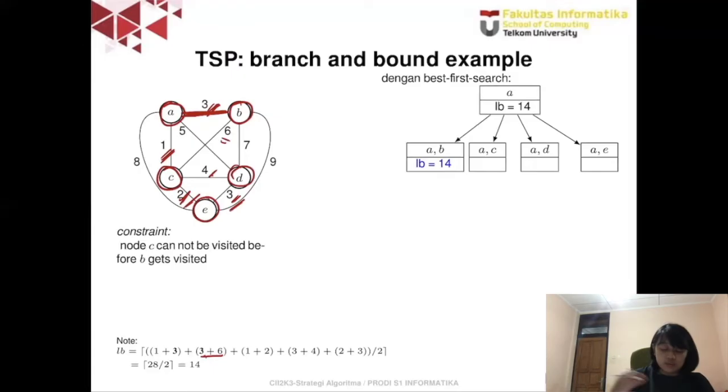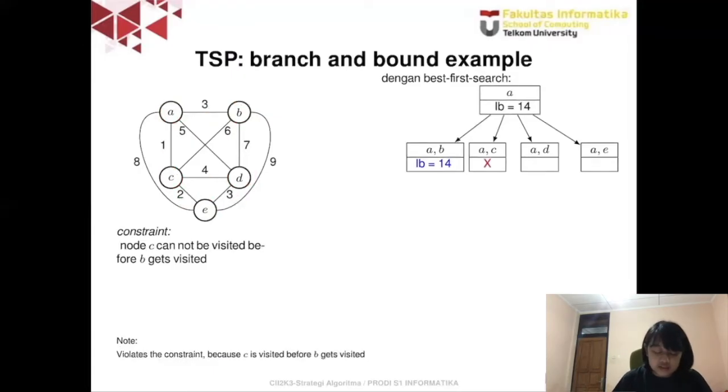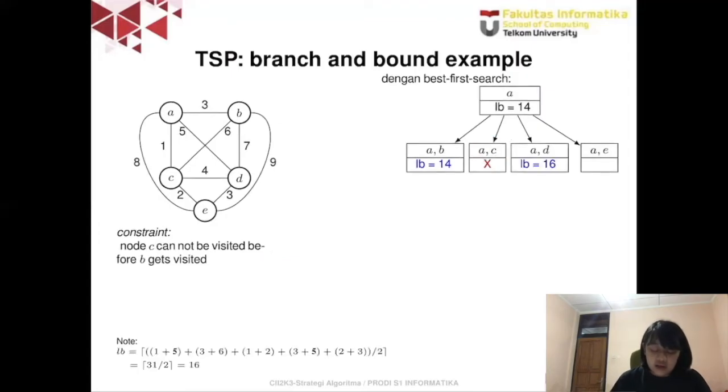For AC, we don't need to compute the lower bound because here it violates the constraint where C cannot be visited before B gets visited. Here we haven't visited B yet, but we visit C, so it violates the constraint. Next, for AD. For AD, we need to check the lower bound for that.